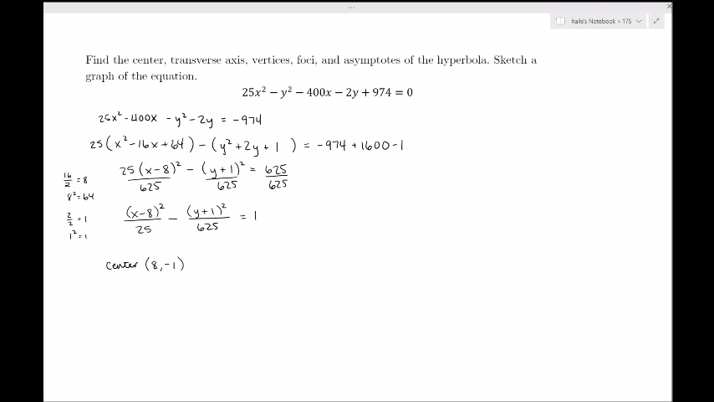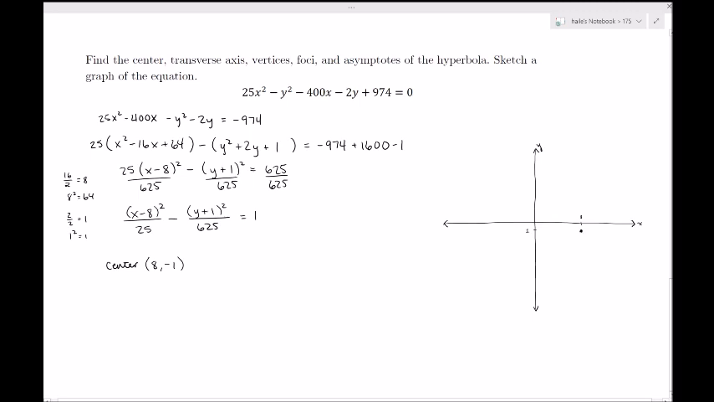At this point, I would start drawing a picture so you can see what it's going to look like. So let's put some axes down here. We have x, we have y, and your center is at 8, negative 1. So we go 8 units to the right and down 1. So our center is going to be about right there.